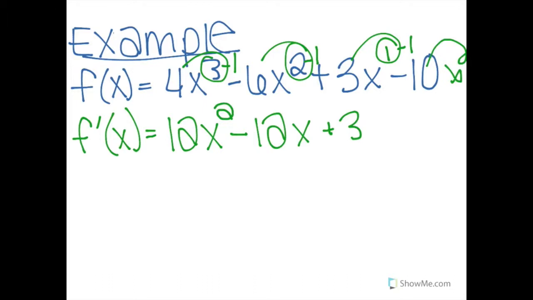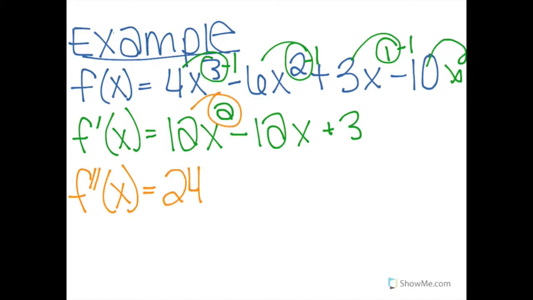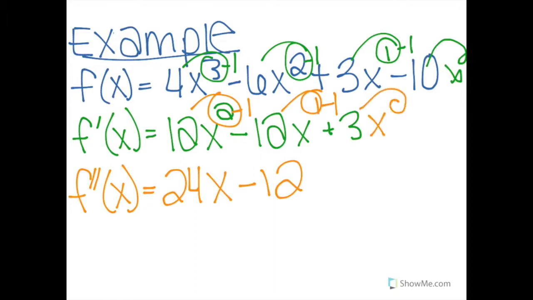So your second derivative: all you have to do is take the derivative of the first derivative. So then we'd have 2 times 12, which is 24. 2 minus 1 is just 1. Then 1 times negative 12 is negative 12. 1 minus 1 is 0. And then 0 times 3 is 0.